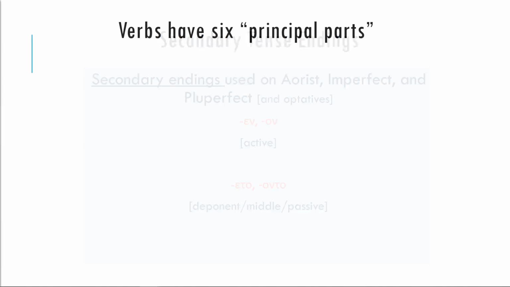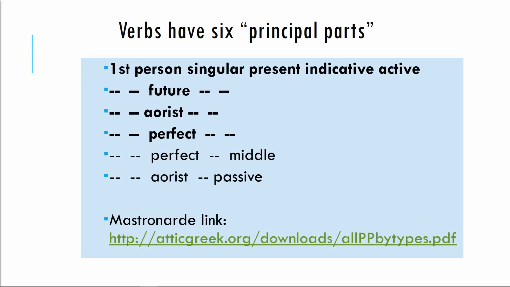So remember, verbs have principal parts, and they each have 6 principal parts. The first principal part is what we look up in the dictionary, the lemma, and that's always the first person singular, present, indicative, active, unless it's an irregular verb and that form doesn't occur. Then they follow with the future, the aorist, the perfect, and then the perfect middle and the aorist passive. And if you want to see links to all principal parts of many, many verbs, Mastronarde has a nice link to that, so you can use that.